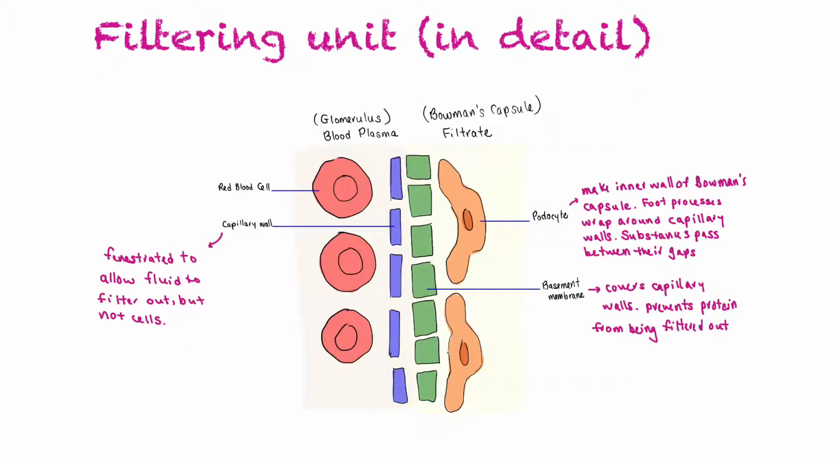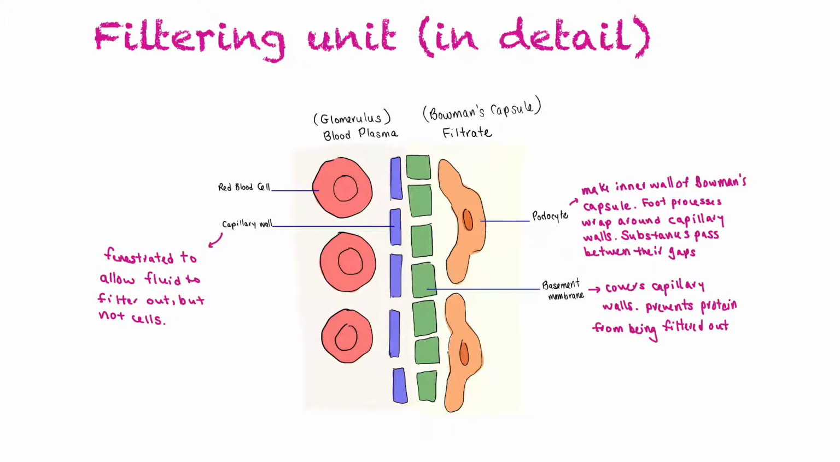So we're going to look at the filtering unit in greater detail. This side right here is the glomerulus, that mesh of blood vessels, and over here is the Bowman's capsule. In the glomerulus we have our blood plasma, the fluid portion of our blood, and our blood cells, so these are red blood cells, you can see. And this blue dividing line is the capillary wall, and you can see that it has pores here. So it's said to be fenestrated, or having pores, and it has these pores to allow the fluid out so the plasma can leave, but the cells can't leave. That's why we don't have blood cells in our filtrate.